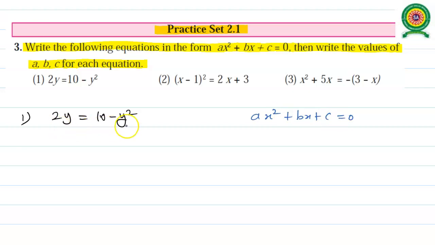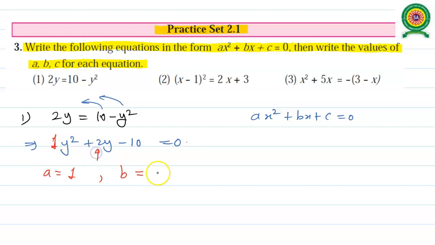Now we have the variable y. So let us try to rearrange the given equation likewise. Let us shift the 10 and minus y square, so we get positive y square plus 2y minus 10 equals 0. Now on comparing with ax square plus bx plus c equals 0, try to write down the values of a, b and c. So a is the coefficient of y square, which is not given, means a is 1. b is the coefficient of variable y, that is 2, and c is the constant, we have minus 10.